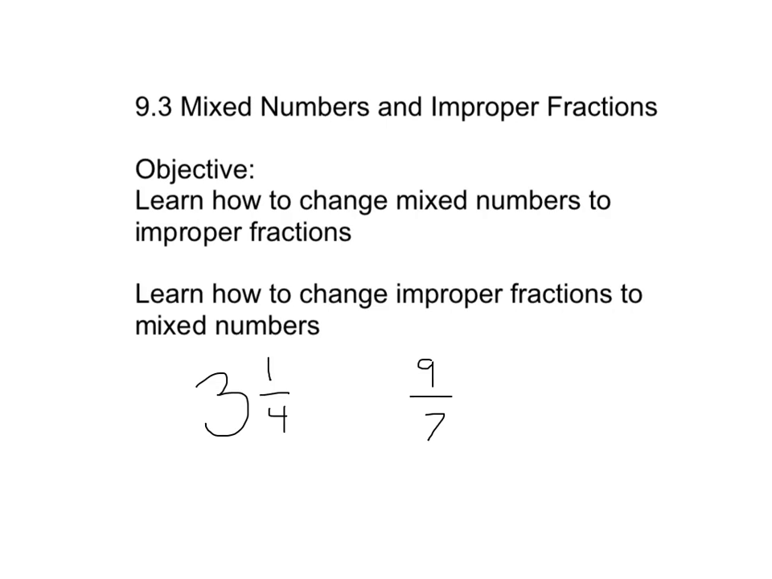An improper fraction is a number that has a numerator that is larger than your denominator, such as 9/7. We are going to be learning how to change these back and forth because both numbers are representative of the same type of number. If that doesn't make sense, just keep on listening.